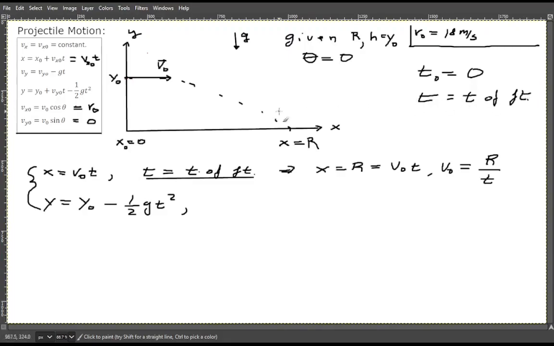t is just equal to the time of flight. What can you say about y right at that time? y is equal to 0, because we've defined it that way. The ground is 0. Here, y is equal to 0 right on the ground. So at t equal time of flight, which is what we're considering here, we're going to have 0 equal to y0 minus 1/2 g t squared.